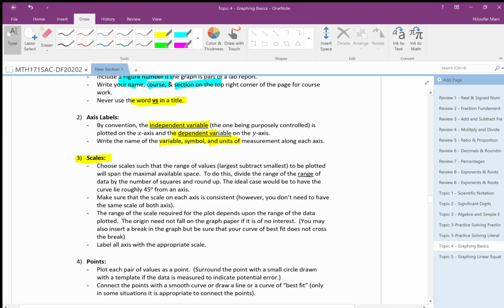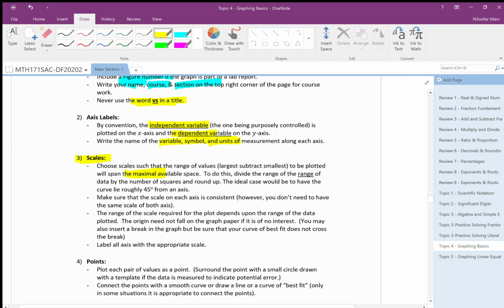We have to look at our data and see what the maximum value is. Okay, what is the maximum value? What is the minimum value? So how can I divide all my data? How can I divide the time by the space that I have? Okay, how can I do that? So what is the maximum value? What is the minimum value? How can I divide them?